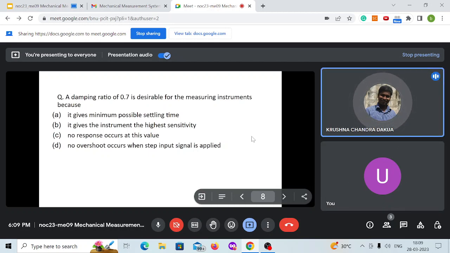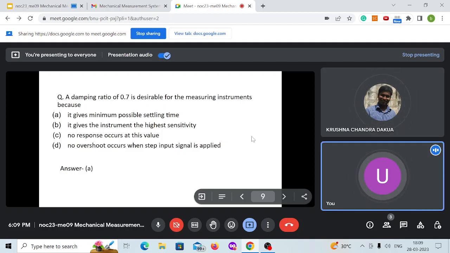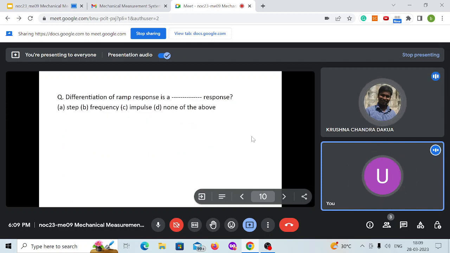Overshoot will be little, and it also gives the minimum settling time. Yes, correct, it's the minimum settling time. Overshoot will be less, and the desirable value is between 0.6 and 0.8, so 0.7. You need a minimum settling time, which should be less because of the sensitivity. So that is 0.7.